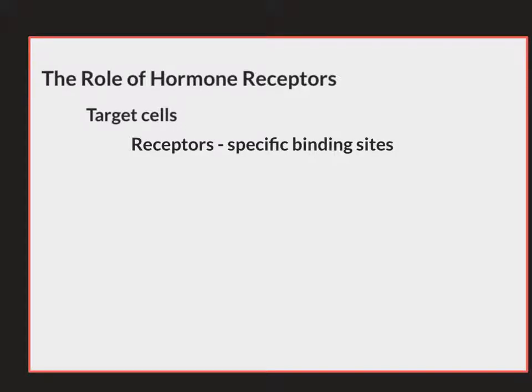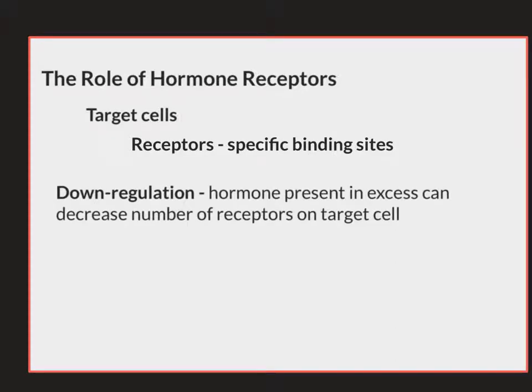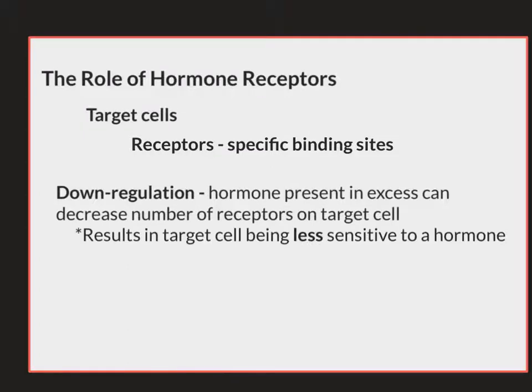Receptors, like many other things in the body, are constantly being synthesized and broken down. Usually, a target cell can have about 2,000 to 100,000 receptors for a particular hormone. If the hormone happens to be present in excess, then the number of the receptors on the target cell may decrease. This is known as downregulation. When downregulation happens in the receptors of a target cell, this is going to make the target cell less sensitive or less responsive to a hormone.